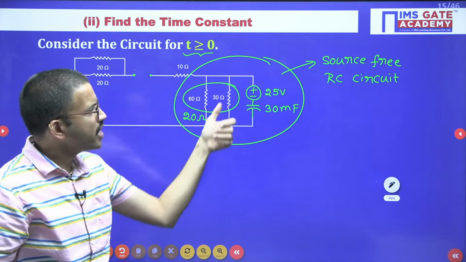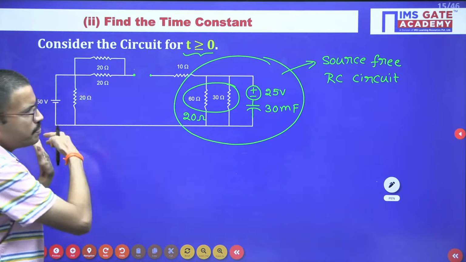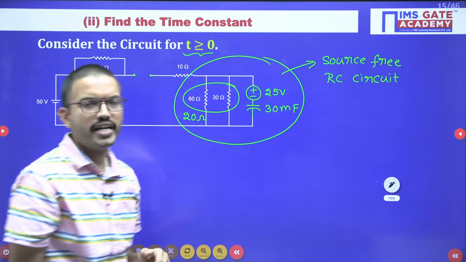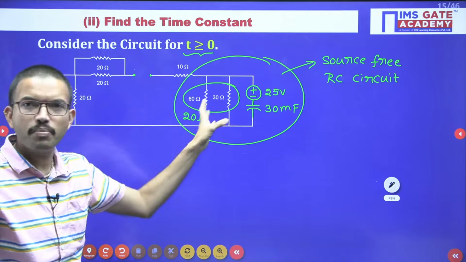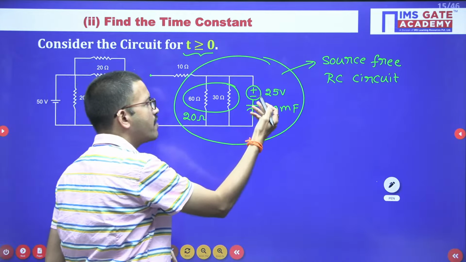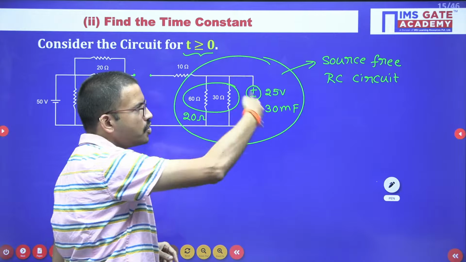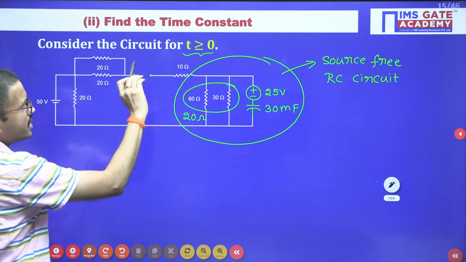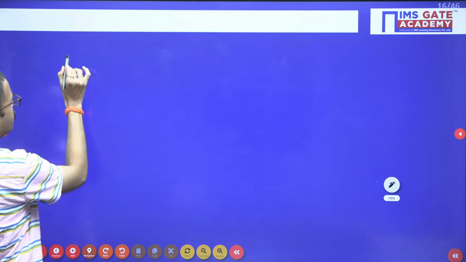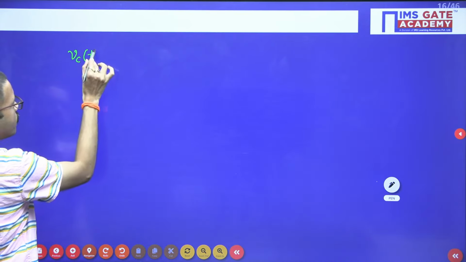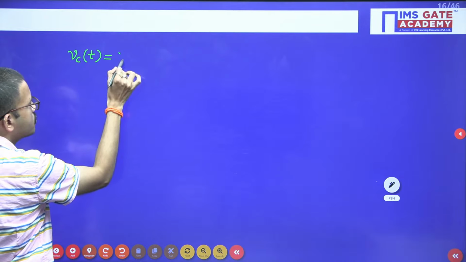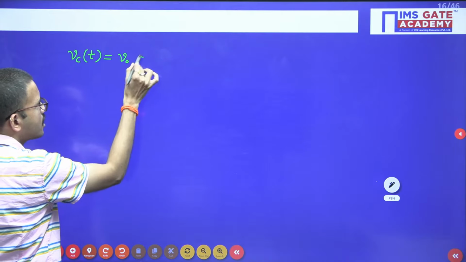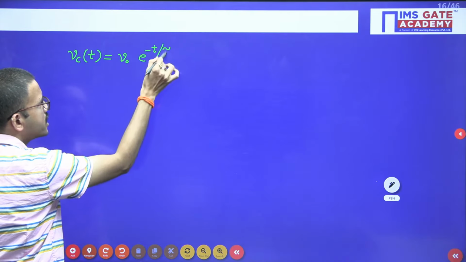Whenever you are having a source-free circuit, because there is no independent source connected, obviously at the end, that means at t equal to infinity, the voltage across the capacitor will become 0. Whatever initial voltage you are having will slowly become 0 at t equal to infinity, right? So for t greater than or equal to 0, to find the voltage across the capacitor, the formula is Vc of t equal to V naught, the initial voltage across the capacitor, into e power minus t by tau.